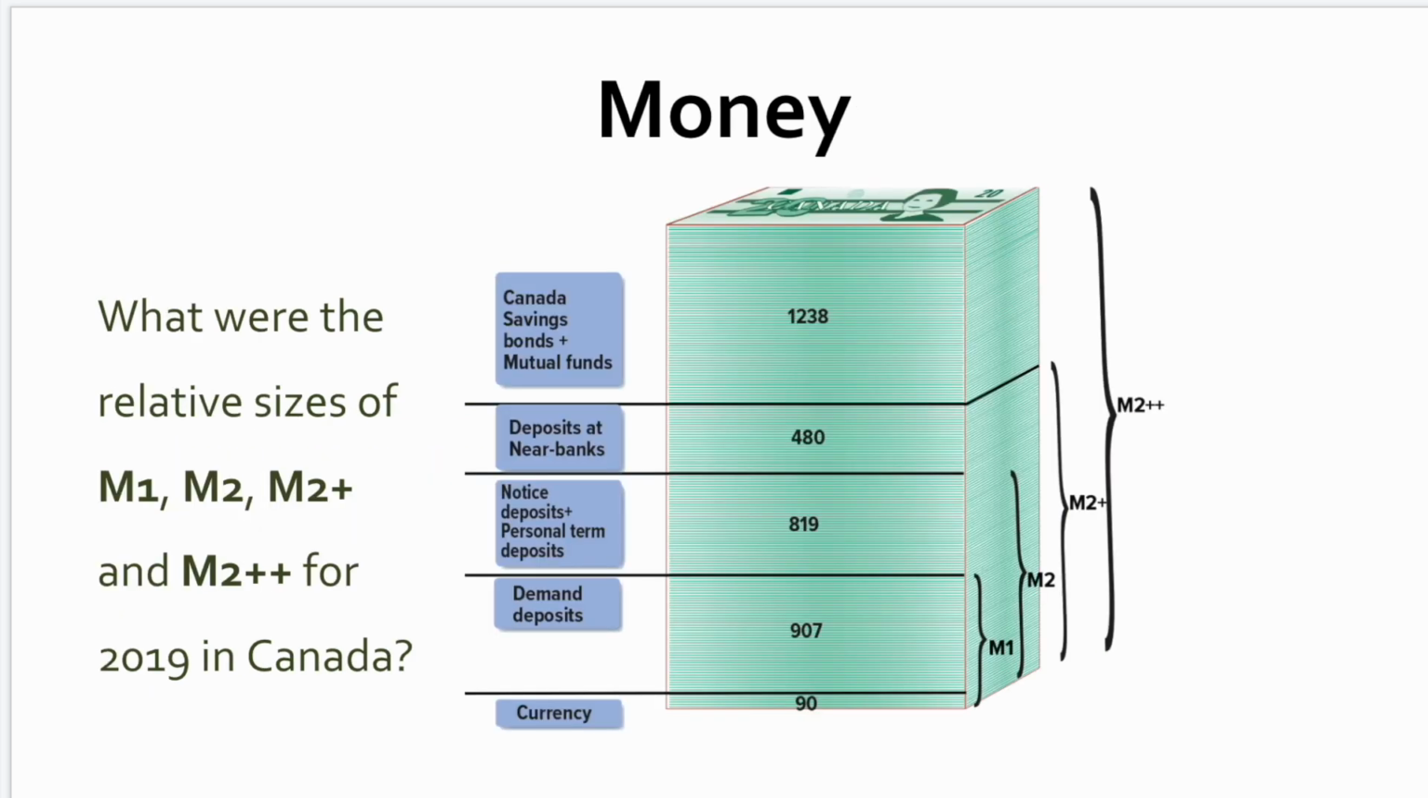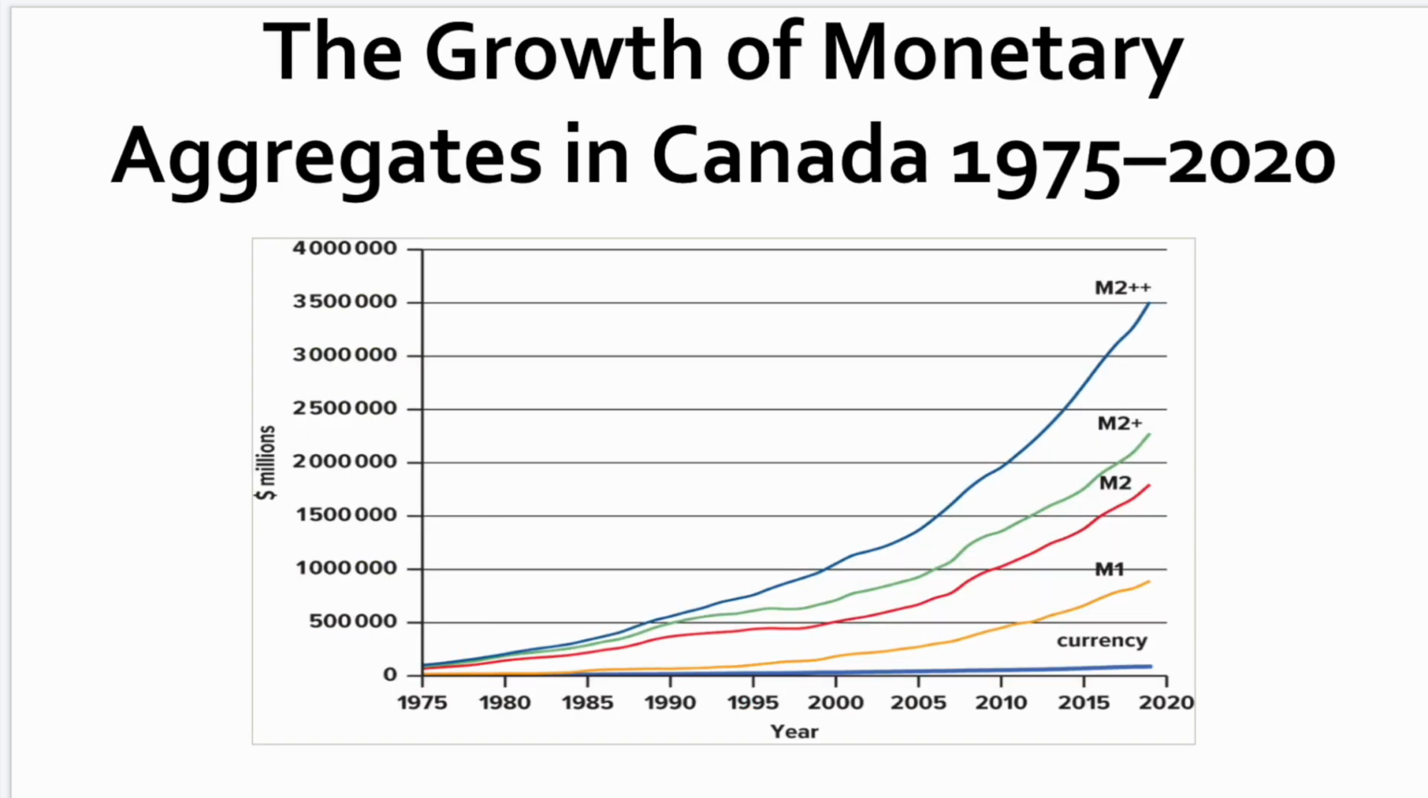So you can see here in this particular example how the money supply is added up, the M1, the M2, the M2 plus, and the M2 plus plus. And you can see that the money supply has grown significantly since 1975 through to 2020.